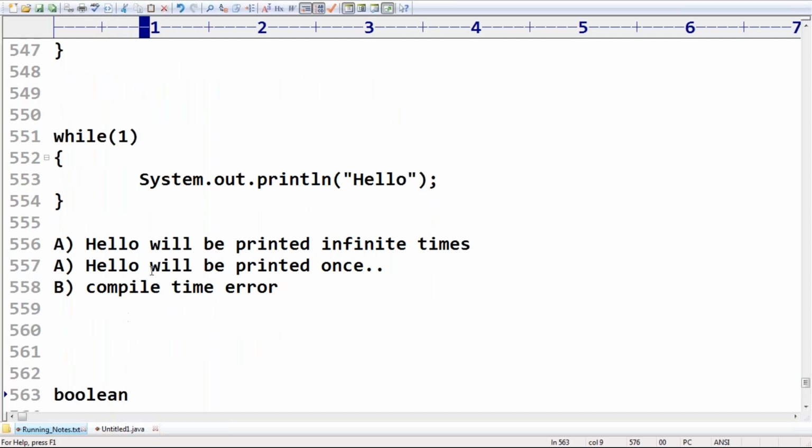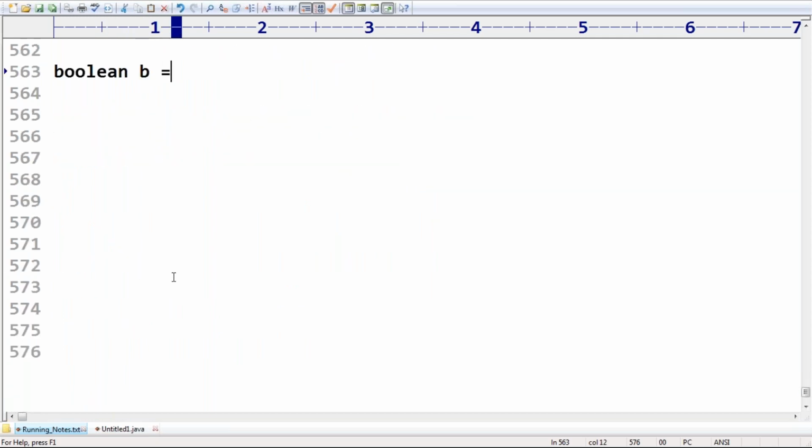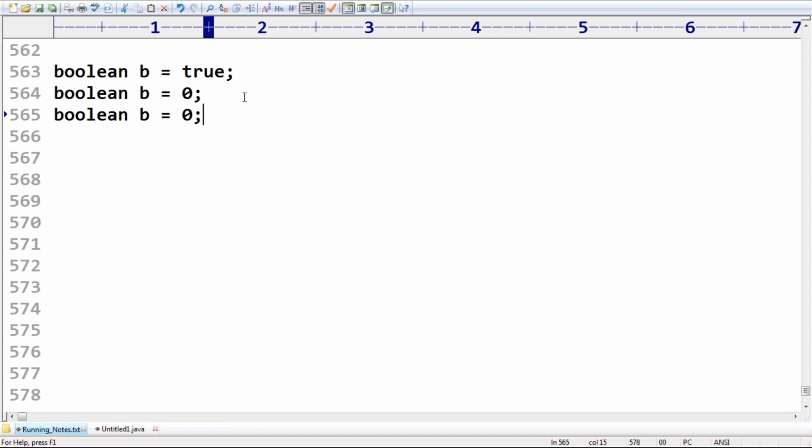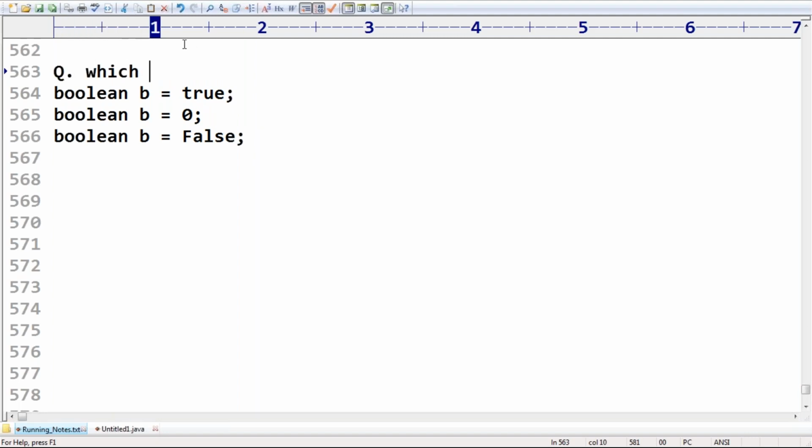Sometimes they may ask directly like this. Boolean b is equal to true. Boolean b is equal to 0. Boolean b is equal to false. Which of these declarations are valid? Can you please confirm? Only the first one is valid.